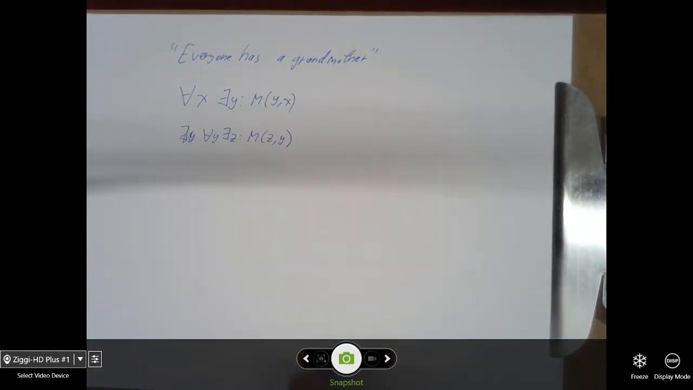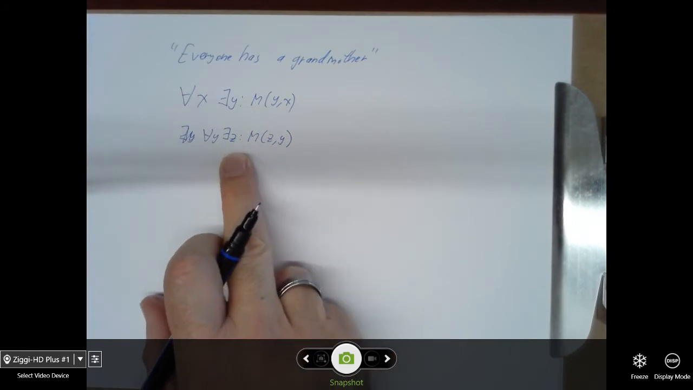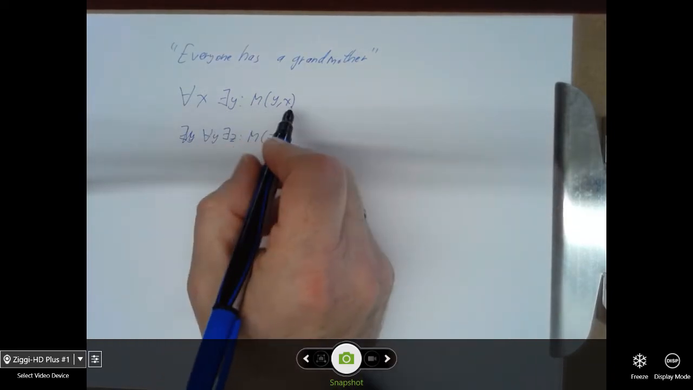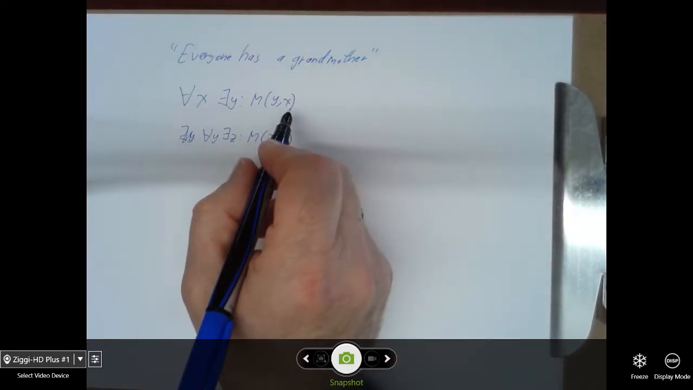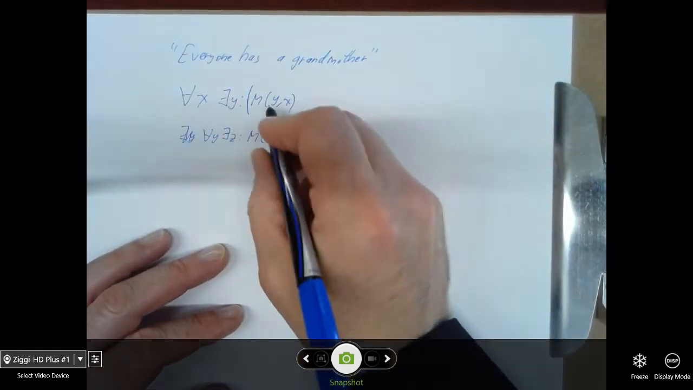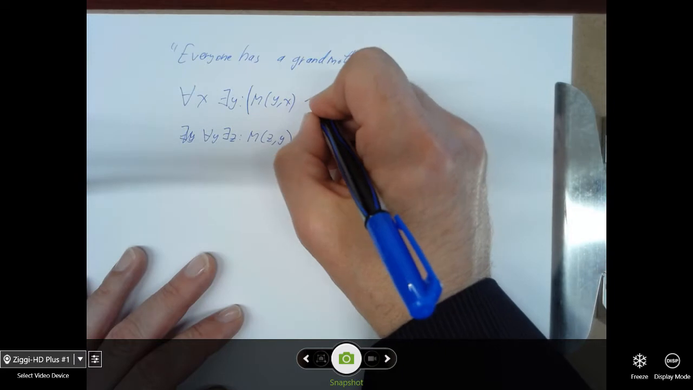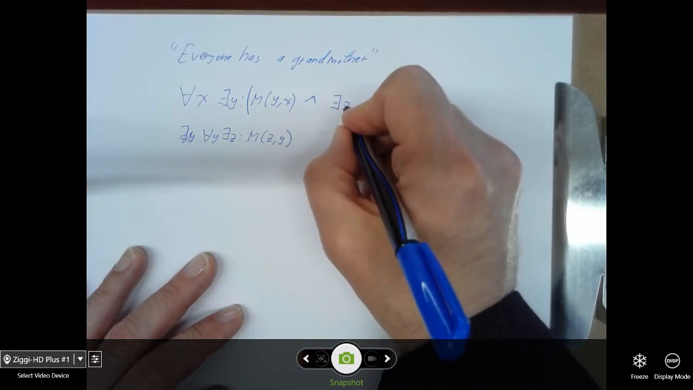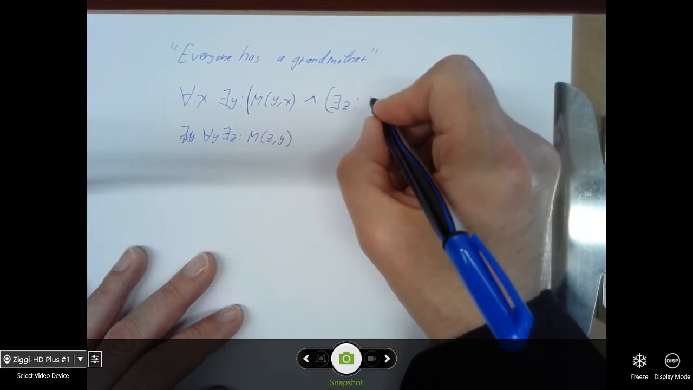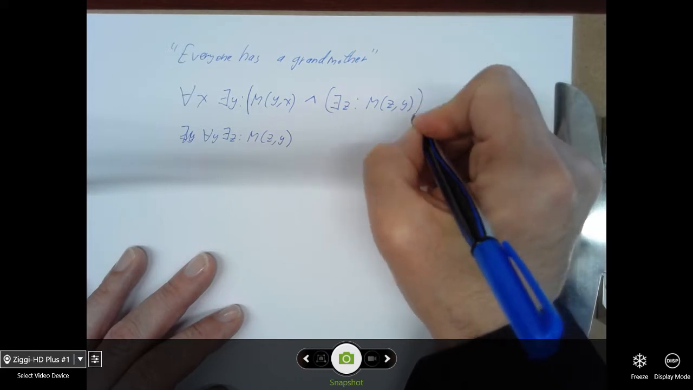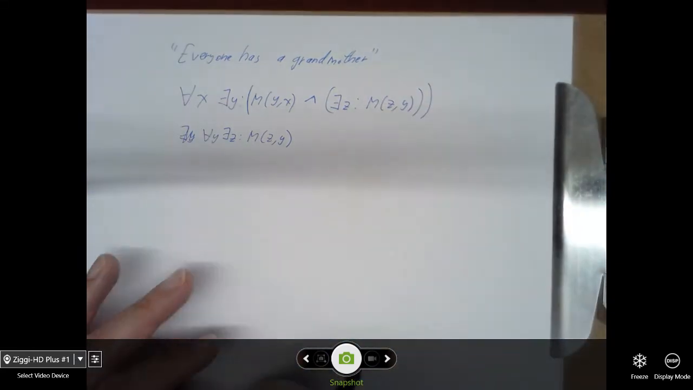Okay. This says every y has a mother z. But let's not say for all y, because up here we're talking about a particular y. So maybe we want to say y is the mother of x, and there exists a z such that z is the mother of y. Like that.